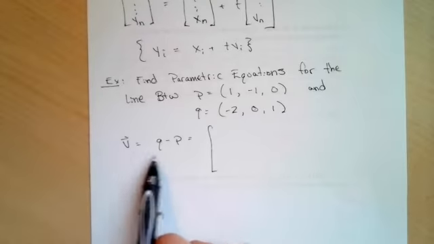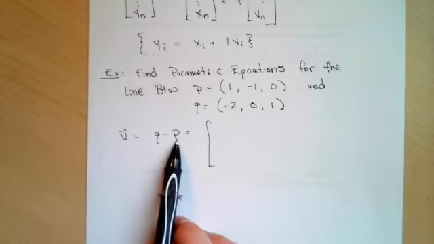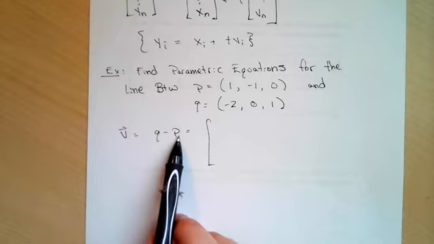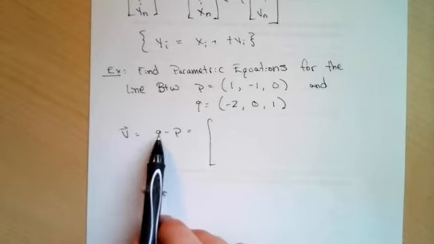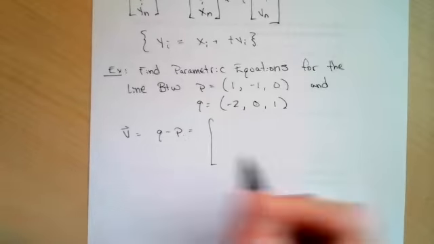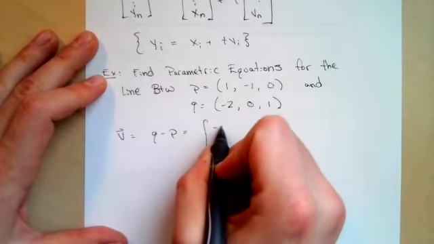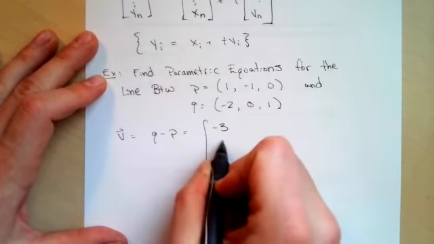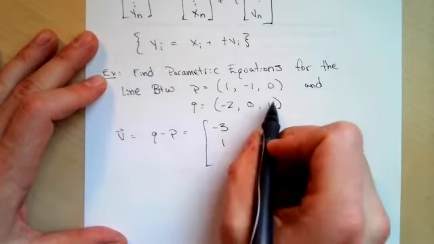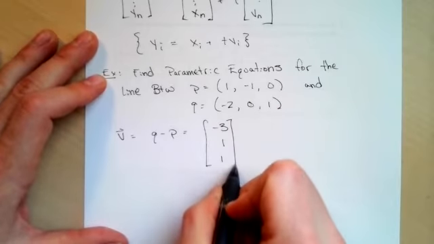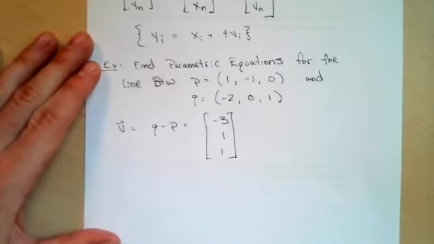But if we do need a specification, q minus p, we are going to be pointing in the direction from p to q, ending minus the start. So we'll have a -3. We will have a +1, and then 1 minus 0 gives us a 1 in our z component.